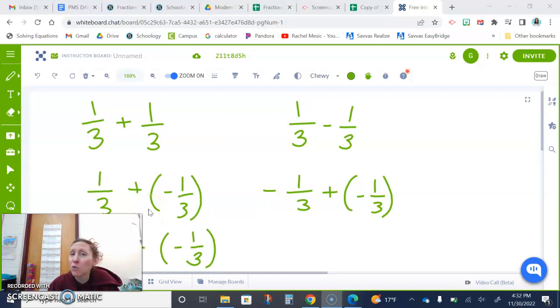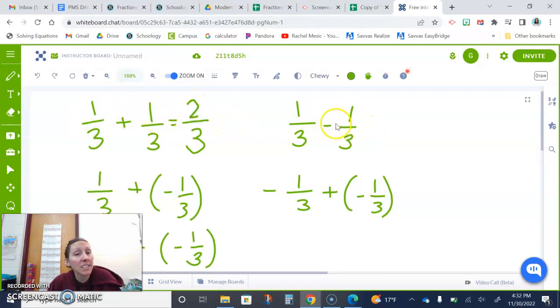Today we're going to add, subtract, multiply, and divide fractions that might have a negative. All right, so let's review. 1/3 plus 1/3. We are going to keep the denominator, and then we'll add the numerators. 1 plus 1 is 2.